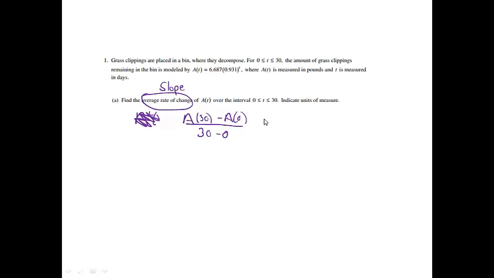And when you do that, you should get negative 0.197 as your answer, and it does say to include units of measure. The amount was measured in pounds, and the x's were measured in days. So pounds per day would work, okay? And that was worth just 1 point. You had to have your answer and your units to do that.